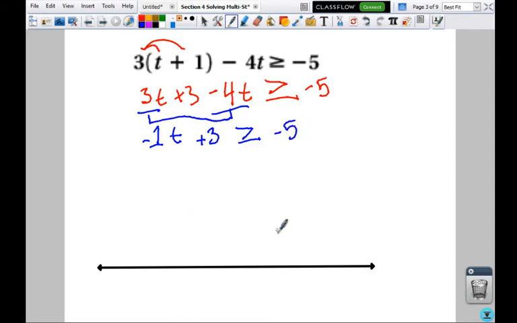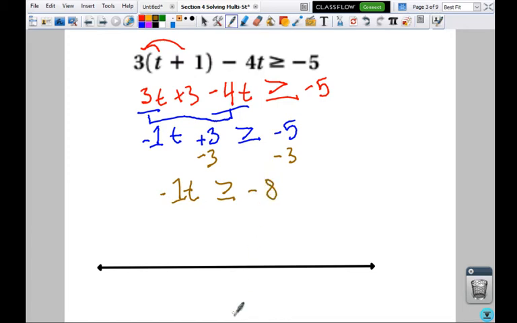We can tell. Alright, so I combine my like terms to get a -1T. Now it's going to look like problems we've done a bunch of. Jared, what am I going to do next? Yep, we're going to -3 on both sides. And I'm going to go -1T greater than or equal to -5 minus 3 is -8.